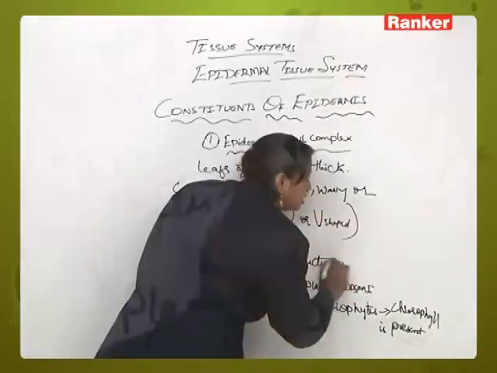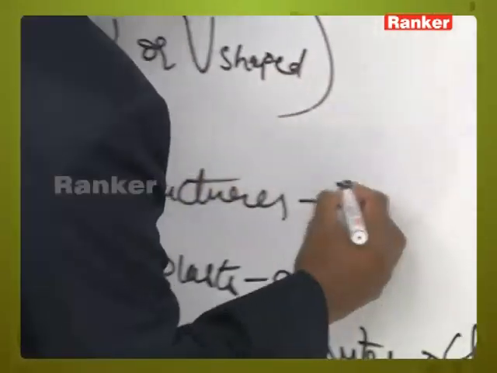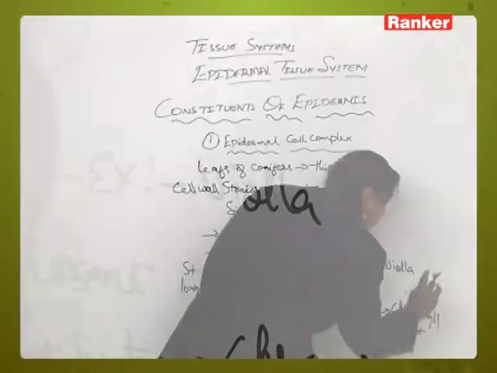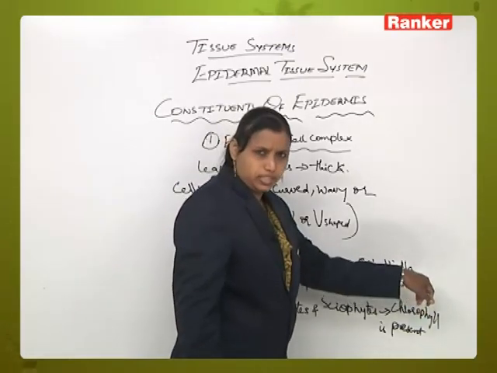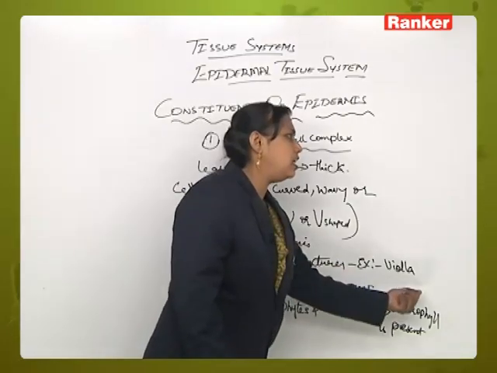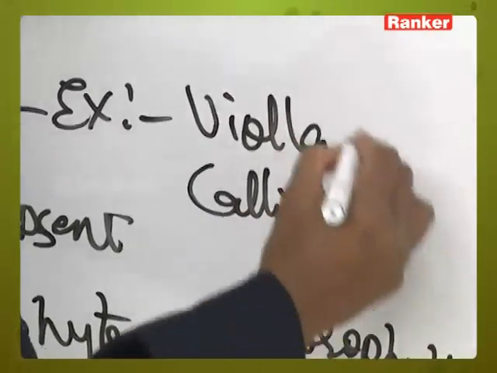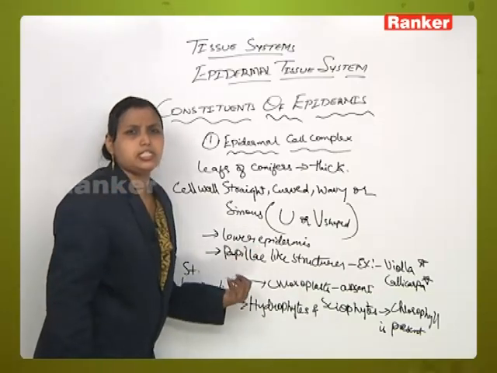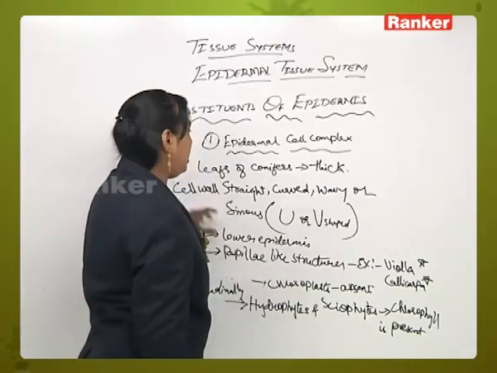In certain species, papilla-like structures are also formed in the epidermal cells. For example, where do you see these papilla-like structures? You will see them in the plant called Viola. This might come in your entrance exam. In this plant, we see papilla-like structures in the epidermal cells. That is Viola, and one more example is Callicarpa. These two are important. Either in Callicarpa or Viola, you will see papilla-like structures present in the epidermal cells. Okay, this is about your first cell, the epidermal cells.